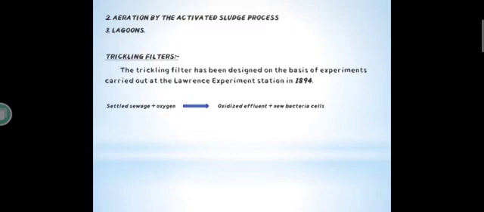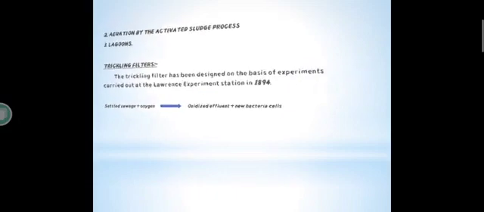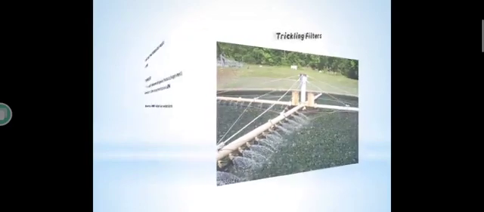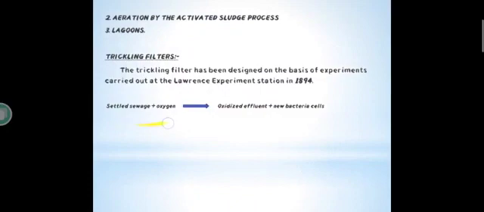The trickling filter has been designed on the basis of experiments carried out at the Lawrence Experiment Station in 1894. The following equation shows settled sewage plus oxygen converted to oxidized effluent plus new bacteria cells. This is the trickling filter plant that converts the settled sewage plus oxygen into oxidized sewage so that it can be disposed of easily.